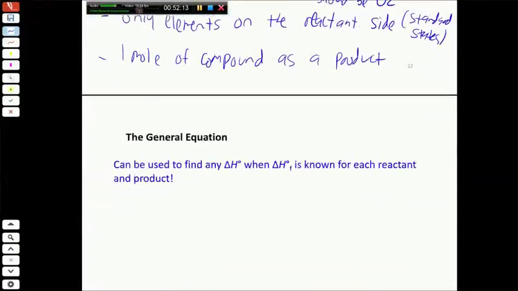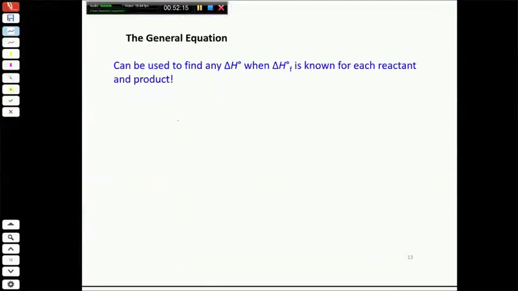Now let's see how we use them to calculate delta H. So let's say we want to calculate delta H for a reaction. Sometimes you'll see a little circle next to it that tells us that it's at standard conditions, but don't worry about the distinctions there. That's not important, as I said. But if we want to calculate delta H when we know delta H of formation for every reactant and product, there's a relatively simple equation that allows us to do this.